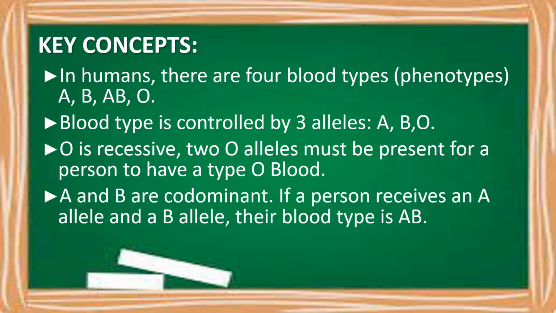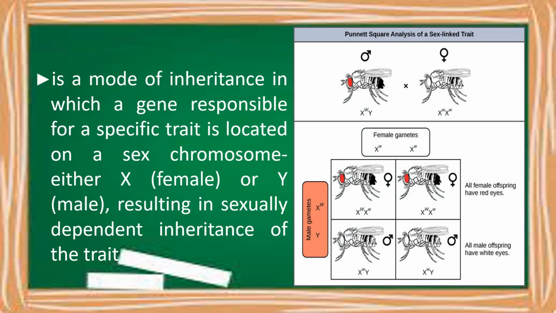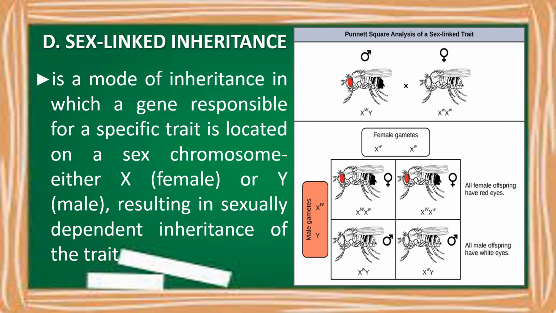Now, let's proceed to the next pattern. It is called sex-linked inheritance. It is a mode of inheritance in which a gene responsible for a specific trait is located on a sex chromosome, either X for female or Y for male, resulting in sexually dependent inheritance of the trait.